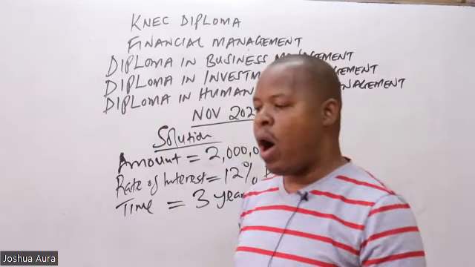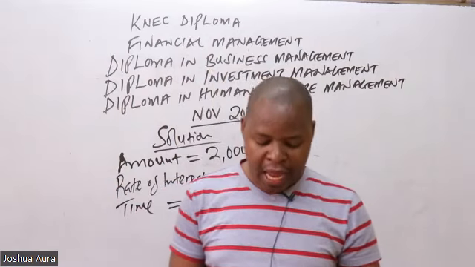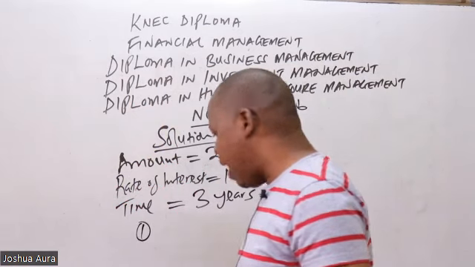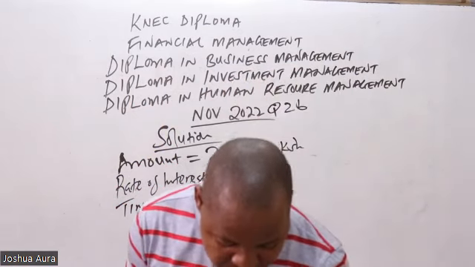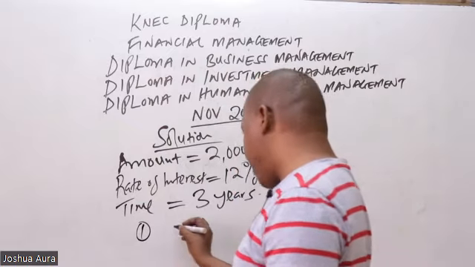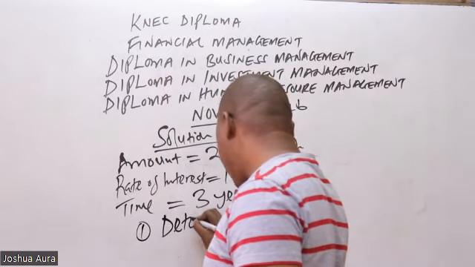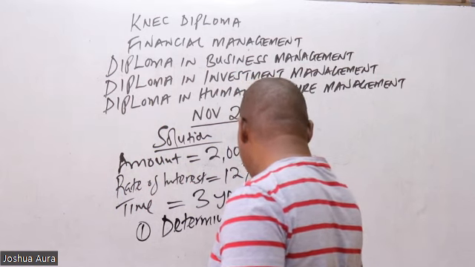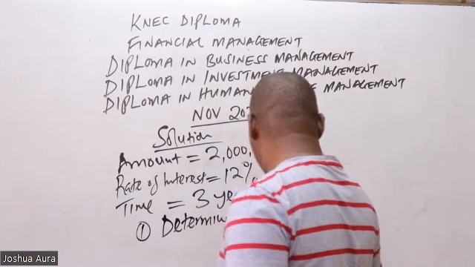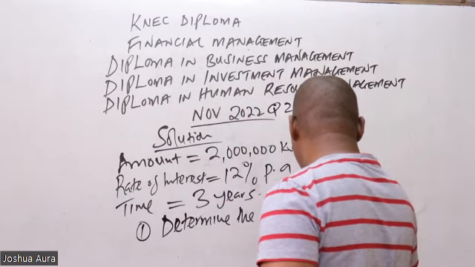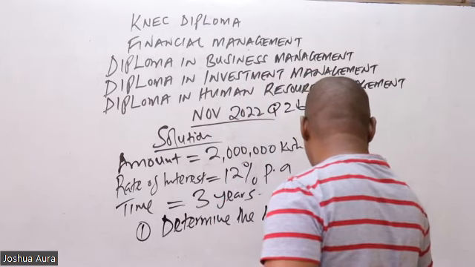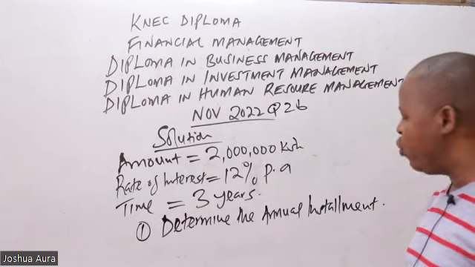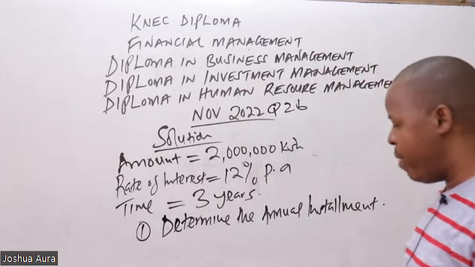Now, can we go to our requirement number 1? Number 1, we are required to determine the annual installment.